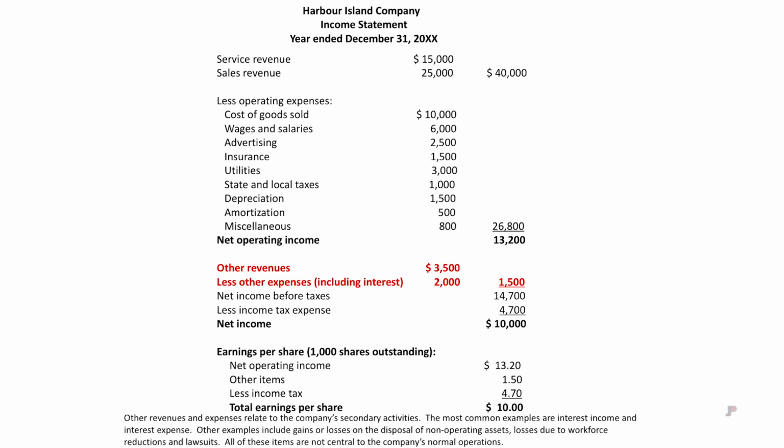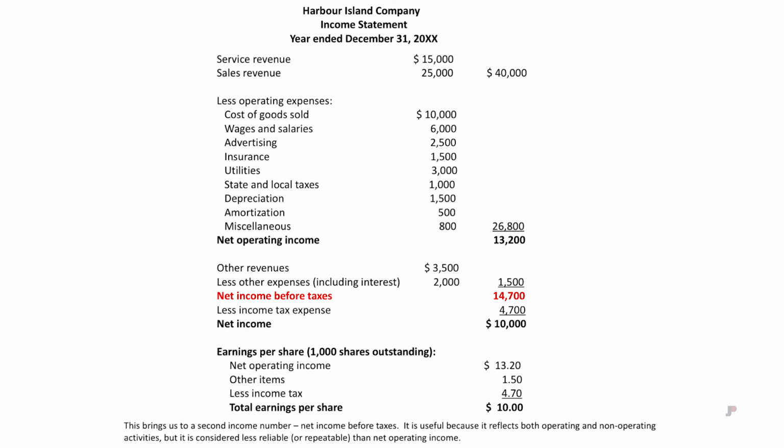Other revenues and expenses relate to the company's secondary activities. The most common examples are interest income and interest expense. Other examples include gains or losses on the disposal of non-operating assets, losses due to workforce reductions, and lawsuits. All of these items are not central to the company's normal operations.